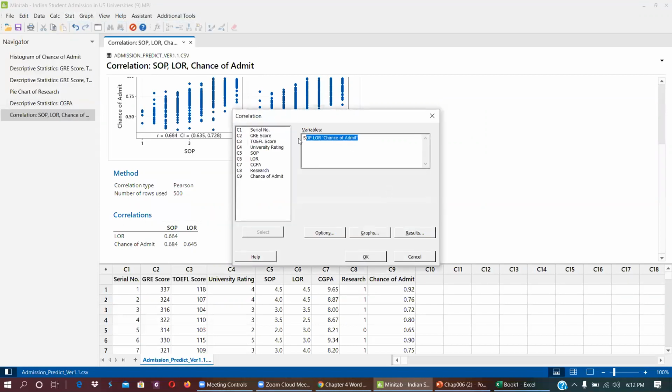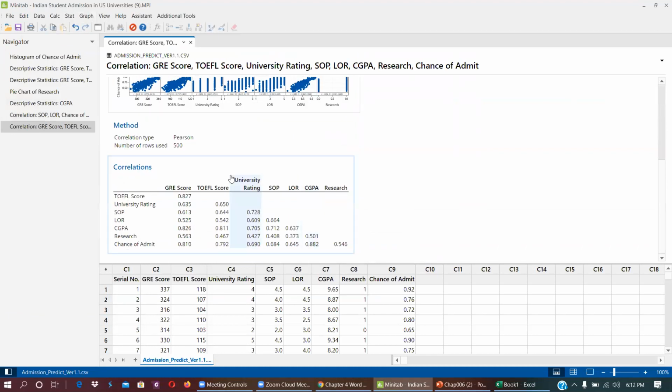Here I used all of them, GRE score, to look into that. Which is the highest value in this table? I can say 0.88 is somewhere, which is CGPA versus chance of admission. Chance of admission, look into that, because it is asking which has the highest correlation with chance of admission. So this is the row of chance of admission. Here I can see CGPA is 88.2%, 0.882. This is the highest.